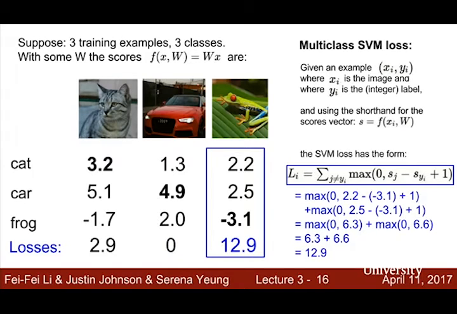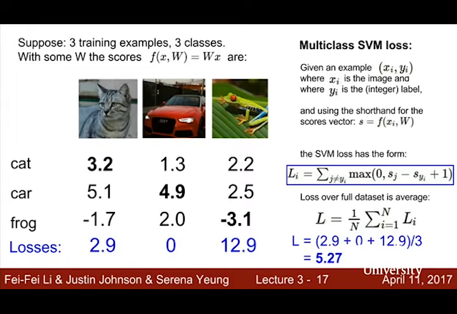I think you hopefully get the picture by now, but if you look at frog, we again compare frog and cat, and incur quite a lot of loss because the frog score is very low. Compare frog and car, and we incur a lot of loss because the score is very low. Our loss for this example is 12.9. Then our final loss for the entire data set is the average of these losses across the different examples. When you sum those out, it comes to about 5.3. This is our quantitative measure that our classifier is 5.3 bad on this data set.